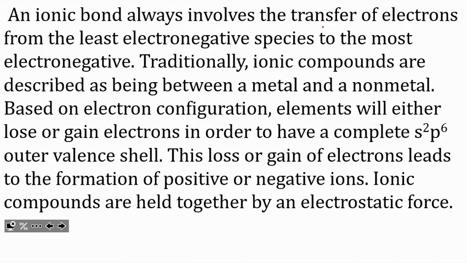So an ionic bond always involves the transfer of electrons from the least electronegative species to the most. In other words, from a metal to a nonmetal. Okay? So traditionally, ionic compounds are described as being between a metal and a nonmetal. Based on electron configuration, elements will either lose or gain electrons in order to have a complete outer shell. Loss or gain of electrons then leads to a formation of a positive or negative ion. Ionic compounds are held tightly together by electrostatic forces, so the attraction between the negative and the positive.